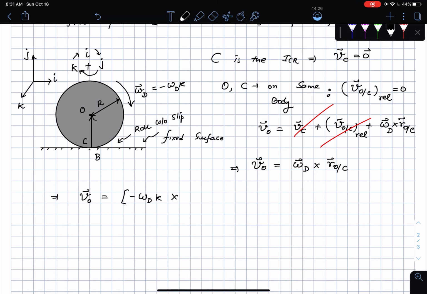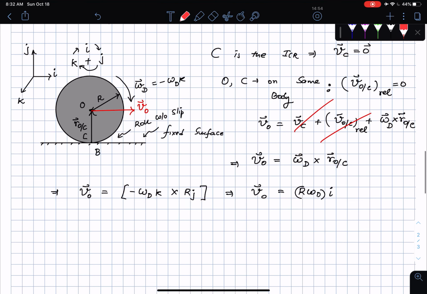Right, this is going to be R, O slash C. So this is going to be some radius R, or capital R, in the J direction. K cross J is minus I from the triad, which means minus minus becomes a plus. So V naught is going to be R times omega D in the I direction, or this is the direction of the velocity of point O.